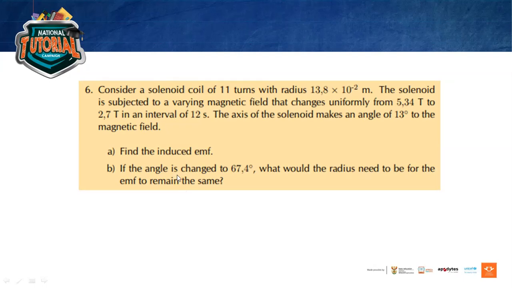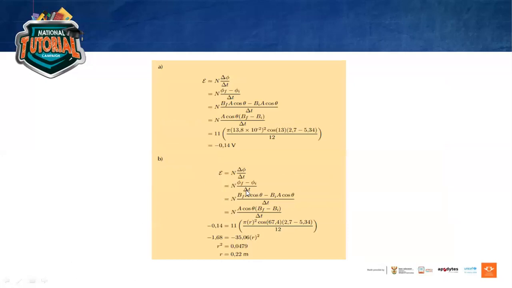So what would be said here, if you get this one wrong, then it's going to be difficult for you to get B correct, because you're using your answer from your induced EMF to plug into the next equation. So what would that be? You see, we just took the 0.14 the way it is and plugged it into the equation, because they said for it to stay the same.